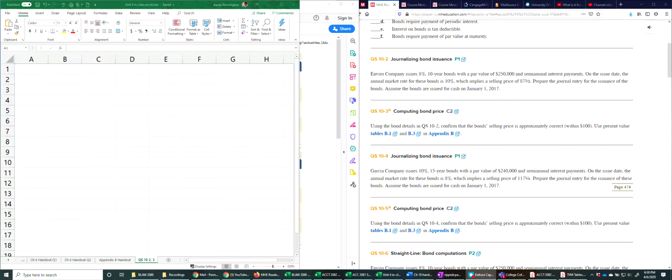Okay. So we're going to take a look at two quick exercises that kind of get us into some of what we'll need to know as it relates to bonds and their issuance. So we're going to look at exercise 10-2.